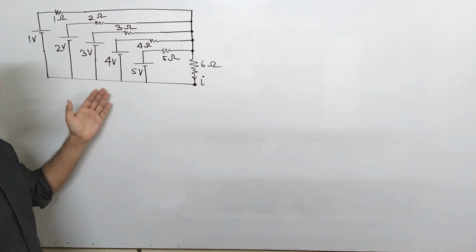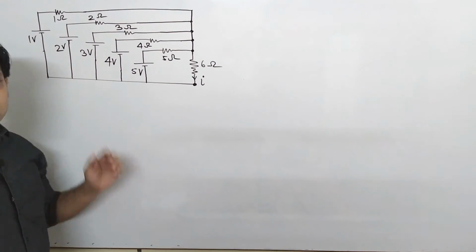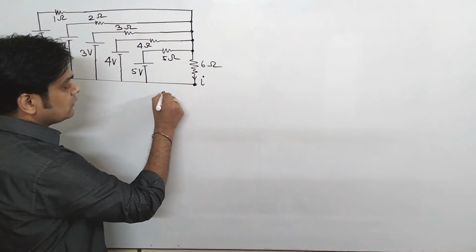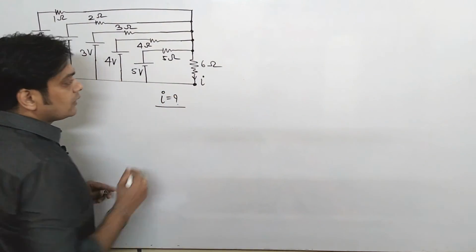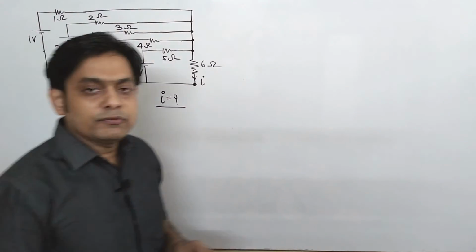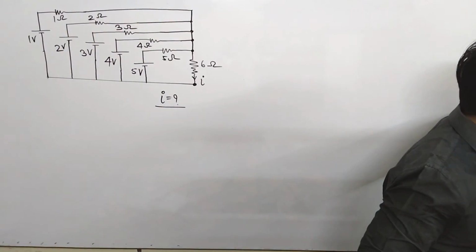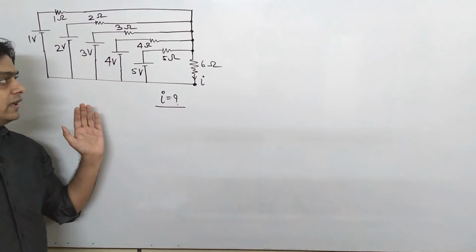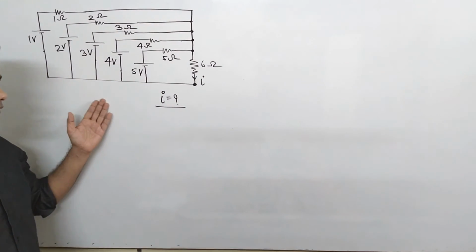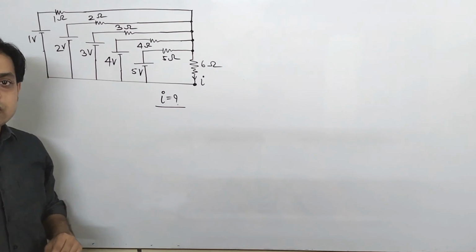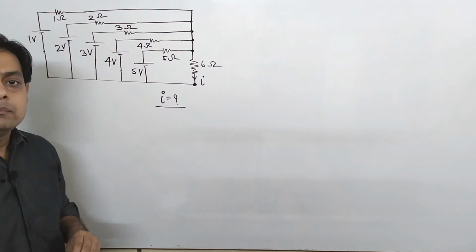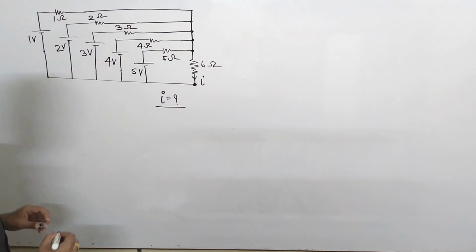So friends, we see this problem under Millman's theorem. This is a problem in which you have to find the value of current I. We will find this value of current I with the help of Millman's theorem.